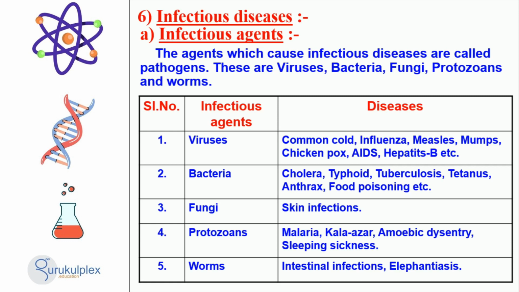Viruses cause common illnesses such as the cold, flu, and measles. Bacterial diseases can include cholera, typhoid, and tuberculosis. Skin infections are among the fungal diseases. Protozoan diseases include malaria, Kala azar, amoebic dysentery, and sleeping sickness. Worms cause a range of intestinal infections, as well as elephantiasis. The process leading to infection occurs when these pathogens enter, grow, and multiply in the body.